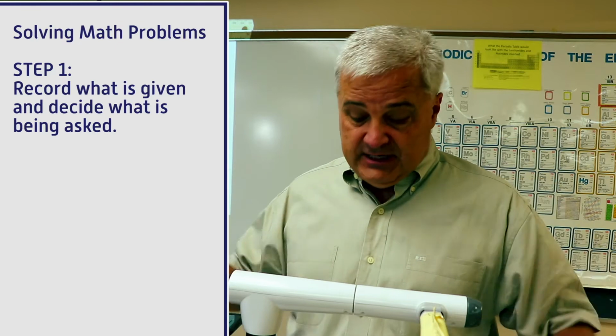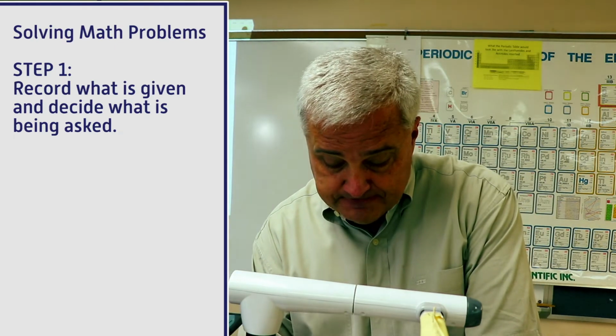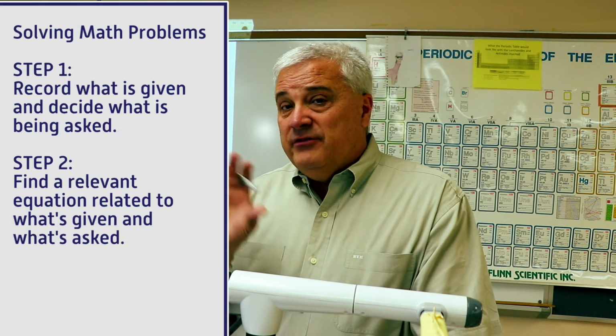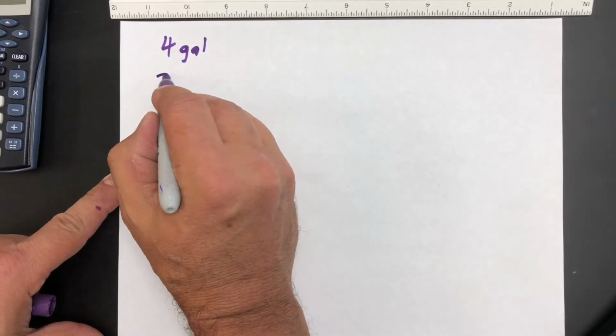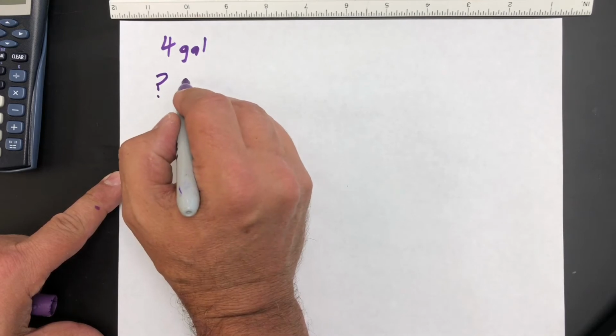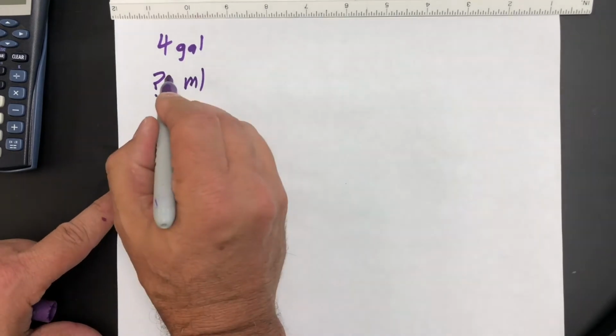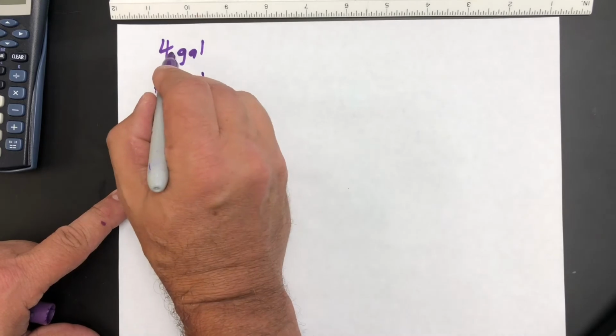So the first step in solving a math problem is to record what is given. So we have 4 gallons. 4 gallons is what we have given. The second step is to find a relevant equation that answers the question. Well, the question was, how many milliliters? And so, I'm gonna write the question mark, milliliters. We don't really know how many milliliters we have, but that's what we're trying to find out.